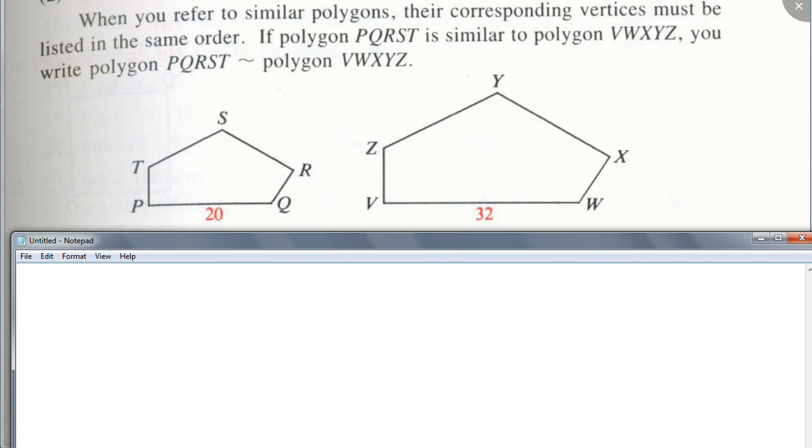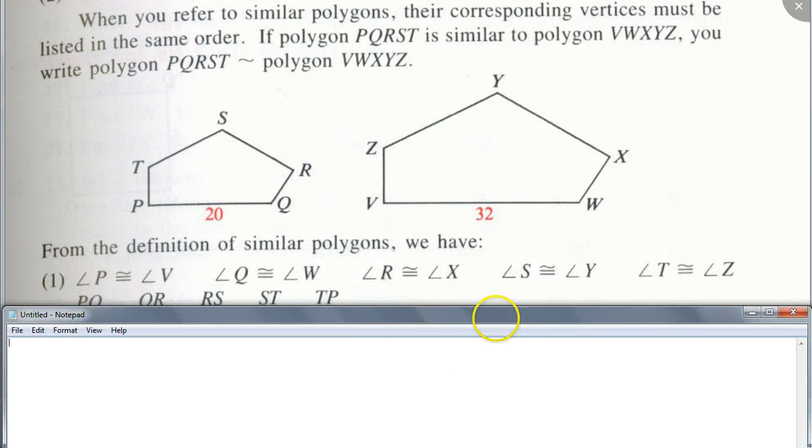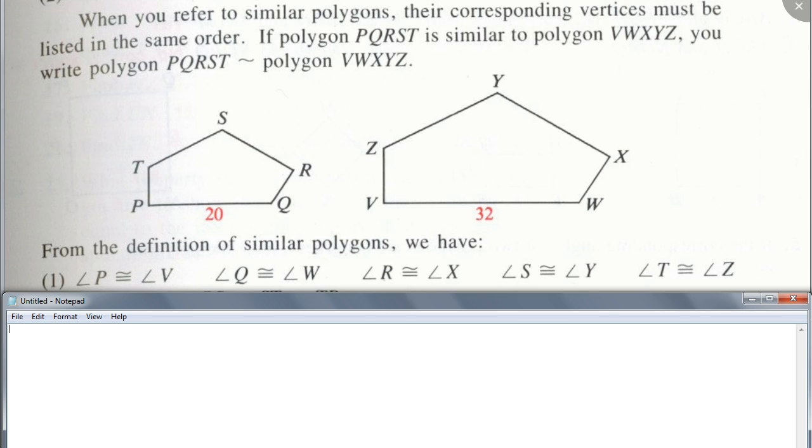You guys have? Okay, so if they say PQRST, guess what? The corresponding vertices are what? P and V, Q and W, R and X, S and Y, T and Z. Does that make sense? That's how that works. Okay, so as you can see from the definition here, exactly what you said, all these are the corresponding angles, right? They're congruent. What can you tell me about the corresponding sides? They're in the same proportion, right? So they're in the same ratio. So PT to VZ, TS to ZY.